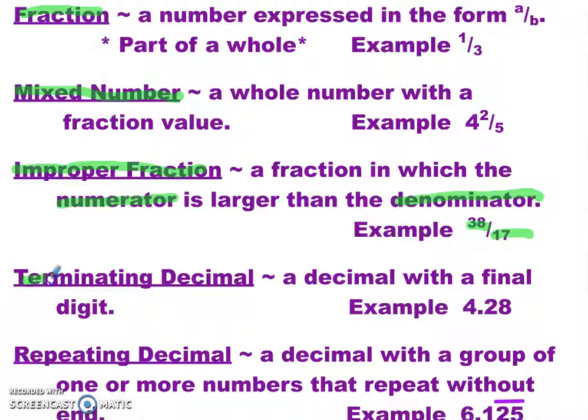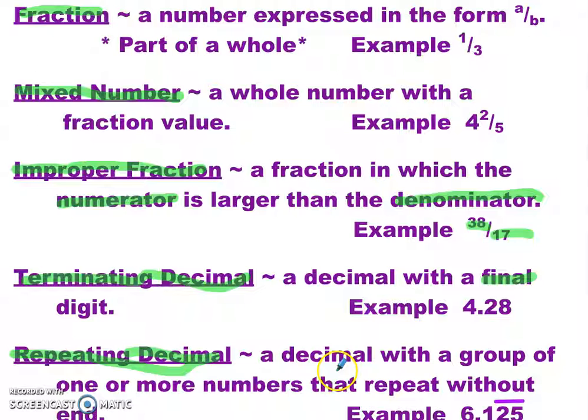Okay, a terminating decimal. Think about terminates. It has a final digit. It ends that final digit. So 4.28 done. There's no invisible numbers here besides 0 back here. But other than 0, there's nothing. You can't just have a number there. It's 4.28 done. Terminates.